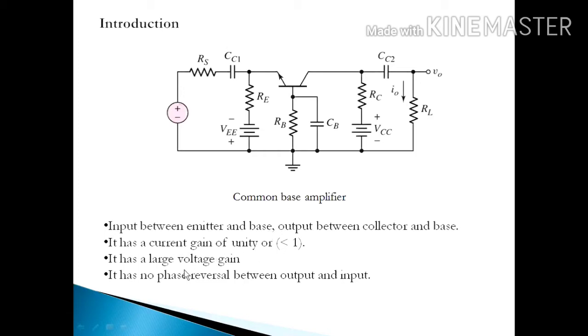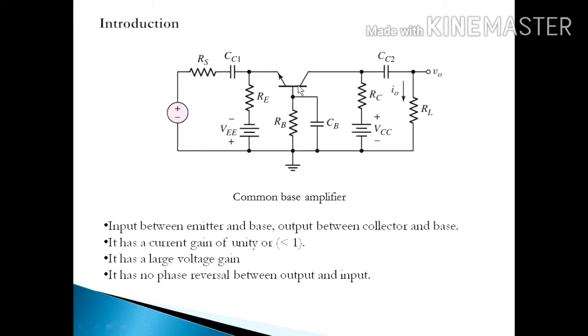And it has a large voltage gain, and in between your input waveform and output waveform, we don't have any phase reversal. That means a 180-degree phase shift will not be there with respect to your input waveform and output waveform. Now, our aim is to find out the different amplifier characteristics like voltage gain, current gain, input and output resistance.